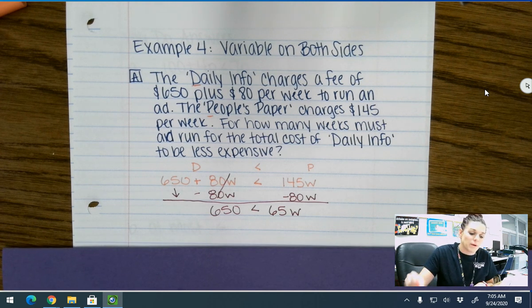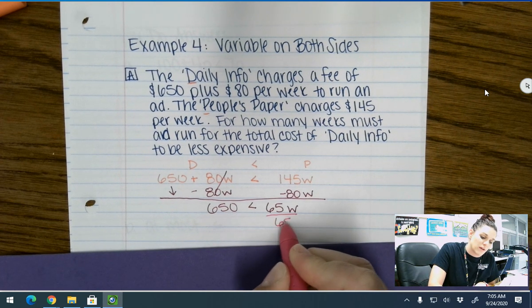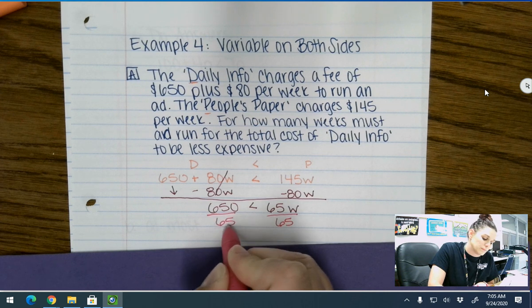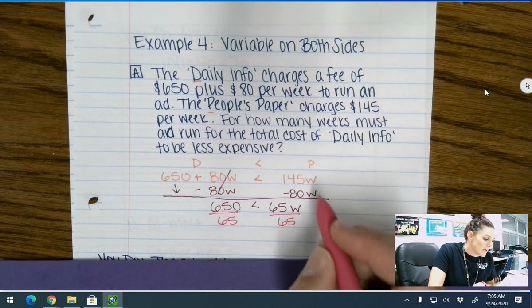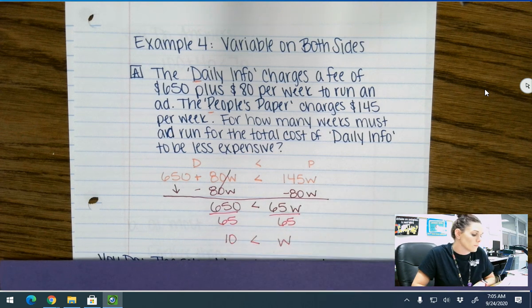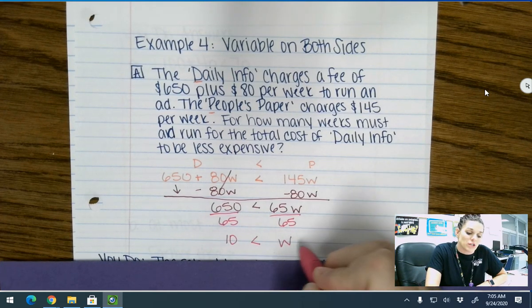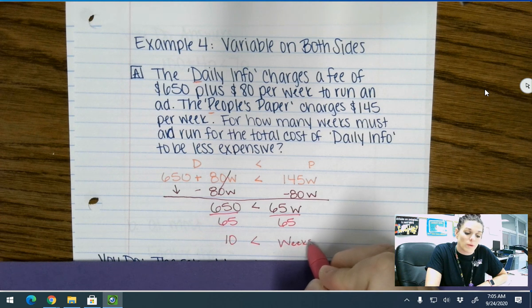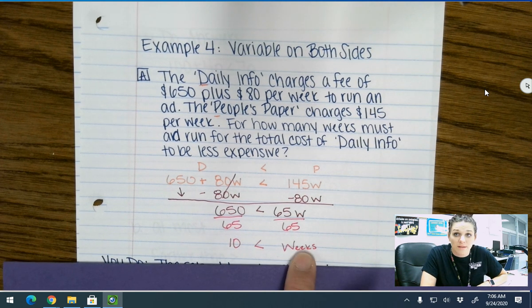Now I need to undo the multiplication with the W. So I'm going to divide by 65 on both sides. And when I divide by 65 on both sides, I get that W is greater than 10. Now we have to interpret the answer. Because it's dealing with the story, we have to read the answer. I can change my W to say weeks, just because I need to remember what that variable is. So when my weeks are greater than 10.